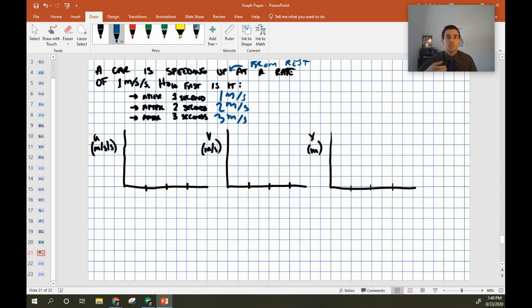But let's put it into some motion graphs so we can use this fairly easy idea so far to start understanding something that tends to be a little bit harder for students, which is motion graphs. I know that the acceleration is constant, which means the acceleration graph has to be a horizontal line, because a constant value is always horizontal.